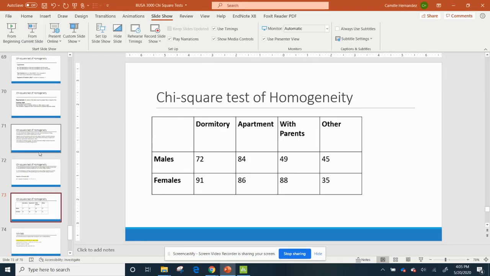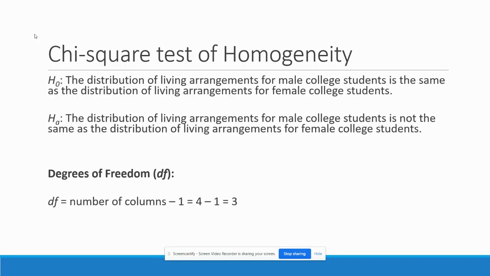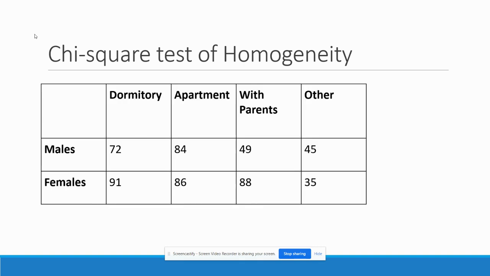Okay, let's go back and look at those hypotheses. The null is the distribution of living arrangements for male college students is the same as the distribution of living arrangements for female college students. The alternative is the distribution of living arrangements for male college students is not the same as the distribution of living arrangements for female college students. I did this by hand. Degrees of freedom is 3. I don't want you to do that. I want you to use Minitab. So much easier.